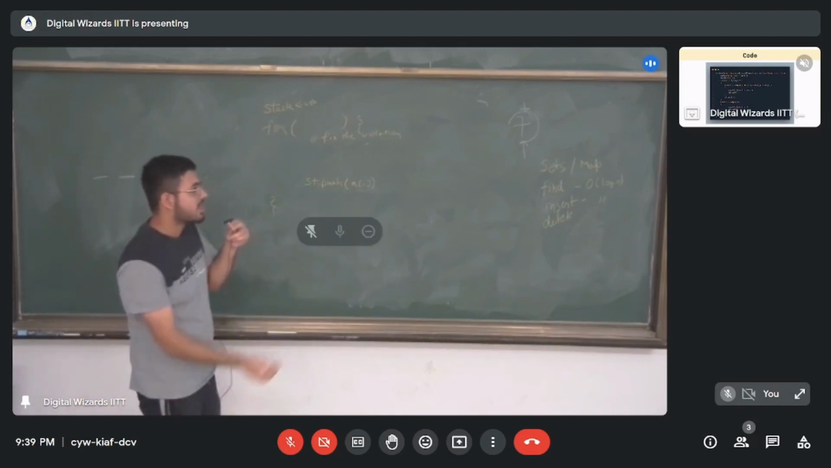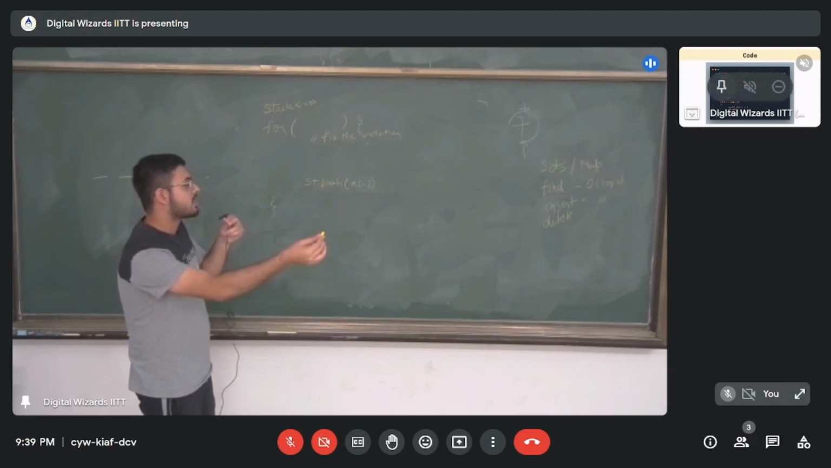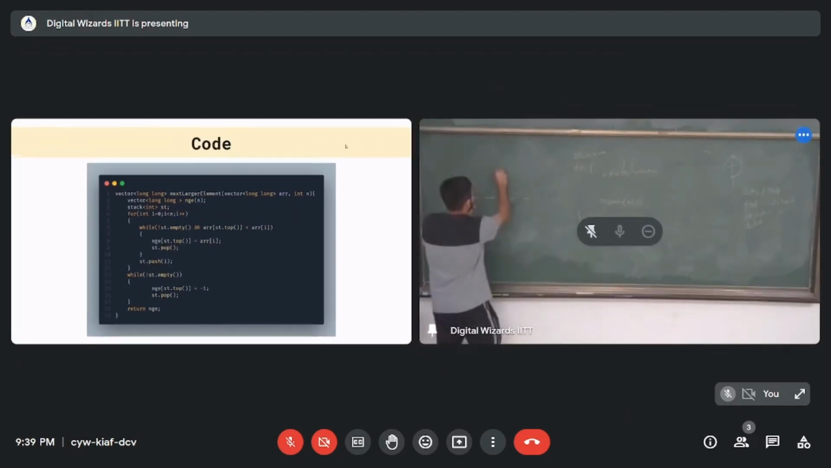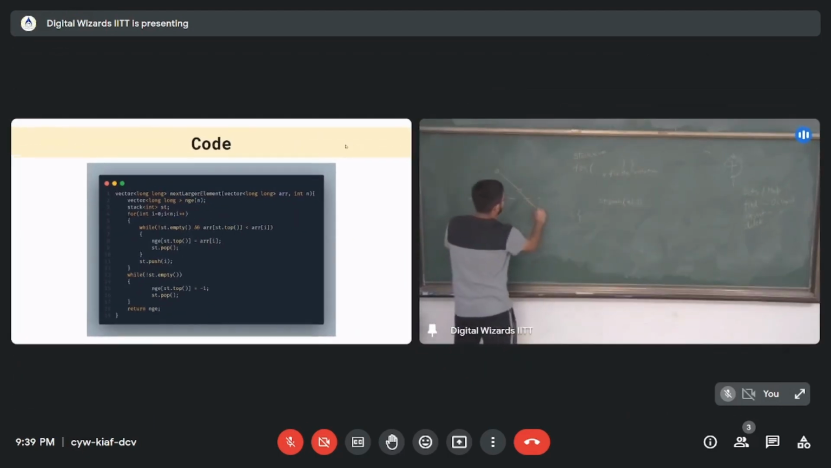That's just a while loop, and we are just ensuring that. If we have two elements, suppose I want to insert in this position, then I'm just ensuring that whatever is at the top of the stack, say this is the top of the stack.